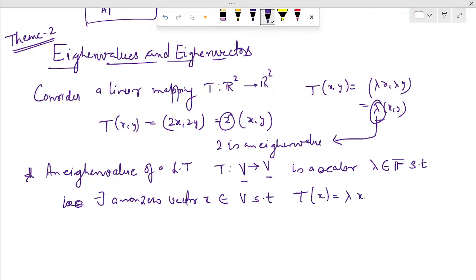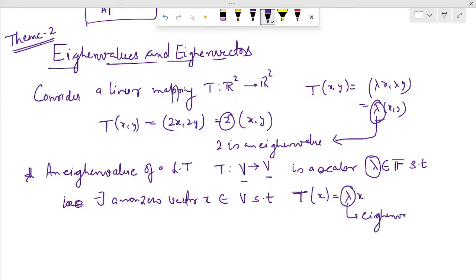So what is an eigenvalue? Eigenvalue is this lambda. If I define a mapping from V to V such that Tx gives me lambda x, where x is a non-zero vector, then this particular equation is called the eigenvalue equation, and this lambda which belongs to field F is called the eigenvalue.